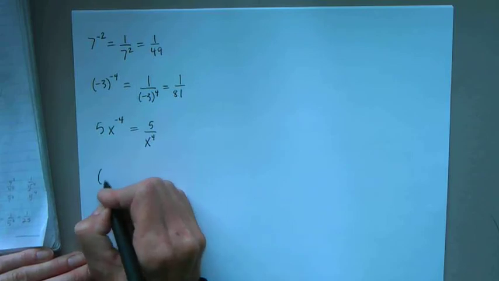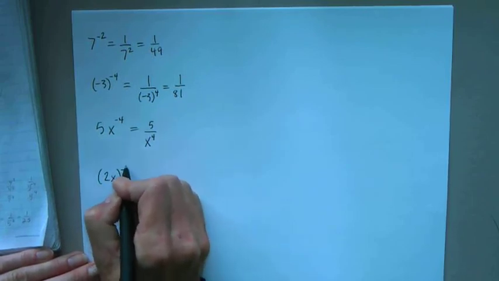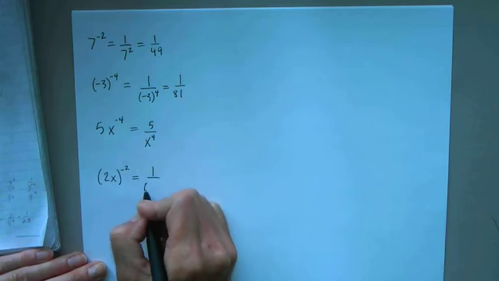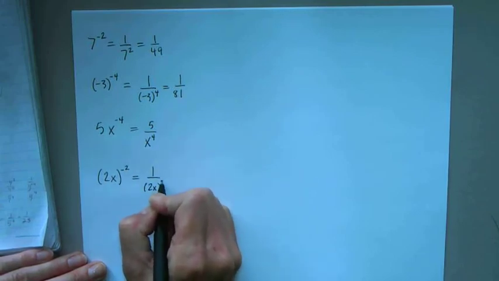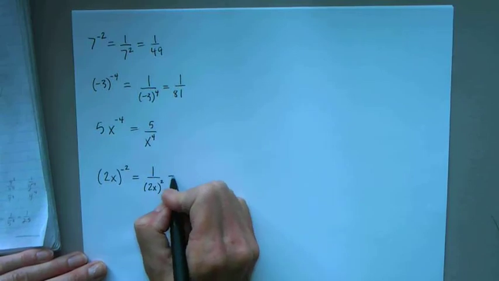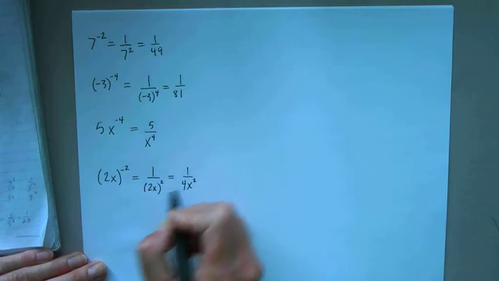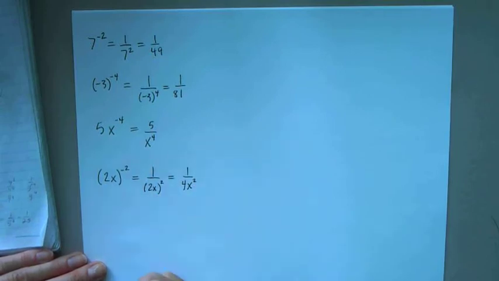Let's make sure I don't throw you. How about this one? Now you know that you move the whole thing to the bottom, and it's raised to the positive 2. And it's possible they would go one more step and square both the 2 and the x, because they're both in parentheses being raised to the second power. Okay? How about this one?